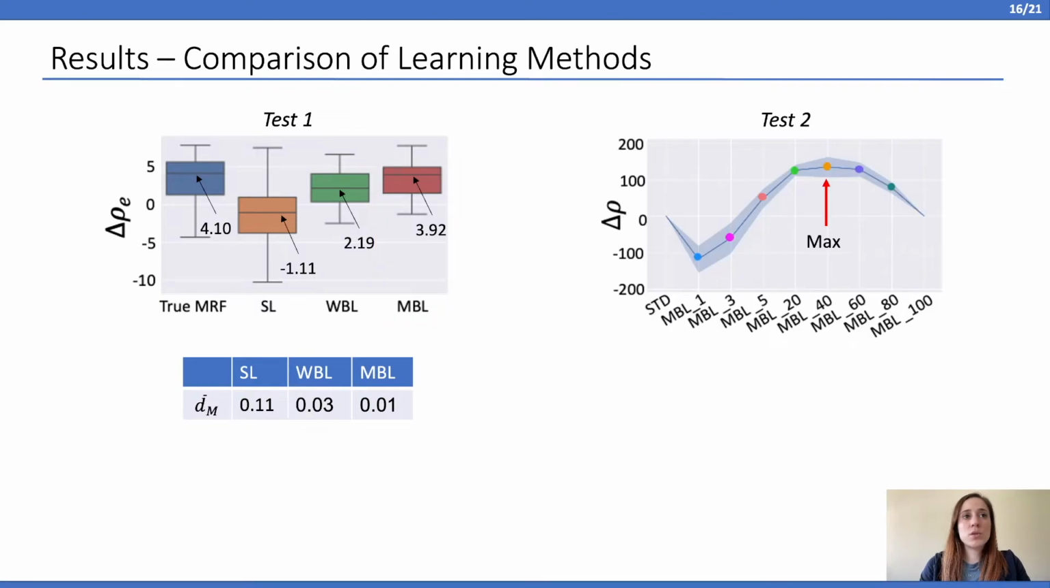Test 2 only considers MBL. We learn the MRF for different numbers of episodes, as we can see on the x-axis of the image on your right. And then we use the learned MRF in the remaining episodes until the 100. We analyze the average difference of final discounted return achieved by MBL compared to standard POMCP. We see that the performance obtained with the MRFs learned with more than 5 episodes is higher than that of standard POMCP, with a maximum obtained with 40 episodes.